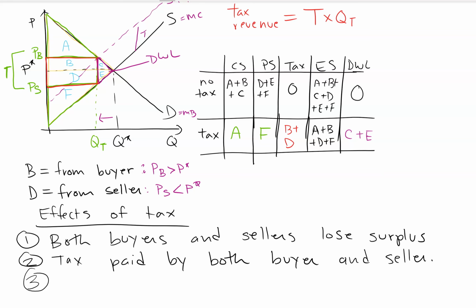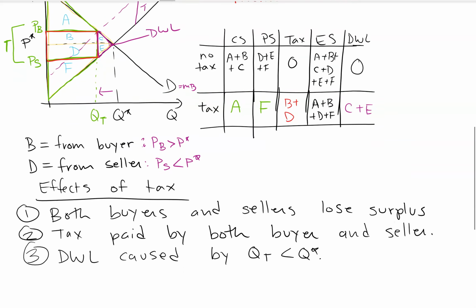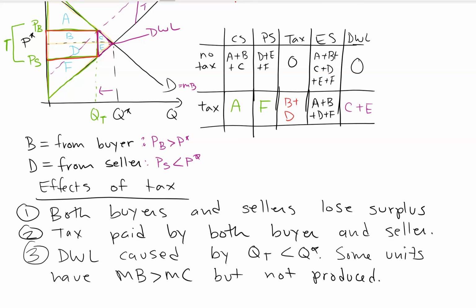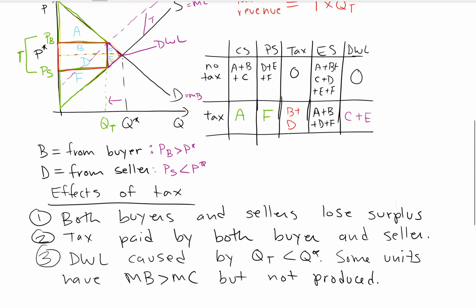But the third thing is where the deadweight loss comes in. The deadweight loss is caused by the quantity with the tax being less than the equilibrium quantity. Some units have a benefit to the buyer greater than a cost to the seller, but they're not produced, right? So then no one benefits from them. So then this is what we call deadweight loss. Okay, so hopefully that's clear.